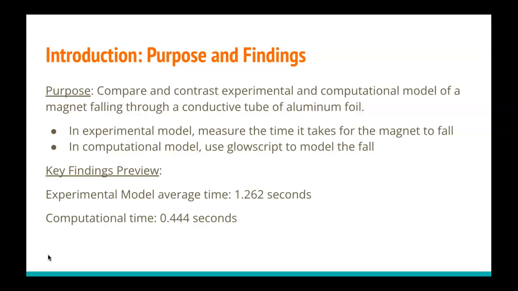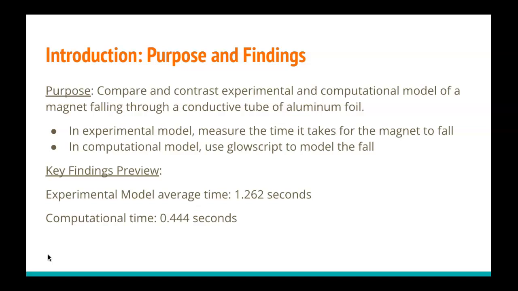The purpose of this lab is to compare and contrast experimental and computational models of a magnet falling through a conductive tube of aluminum foil. In the experimental model, we will measure the time it takes for the magnet to fall, and in the computational model, we will use GlowScript to model the fall.